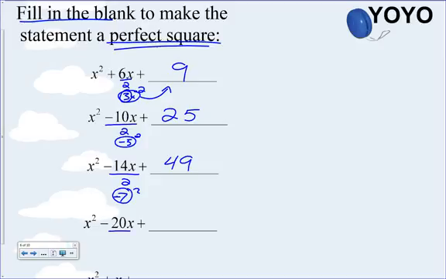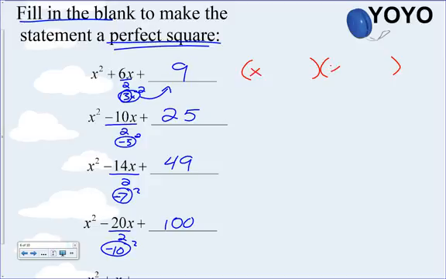Cut this one in half, I get negative 10. Square it, and I get 100. Let's take a second and see what these would be once I factored them. Not part of what I asked you to do, but we'll just take a look anyway.